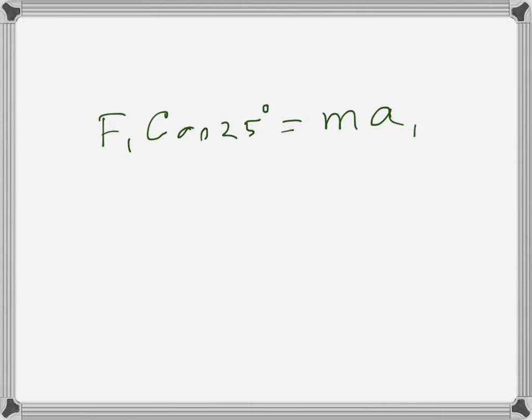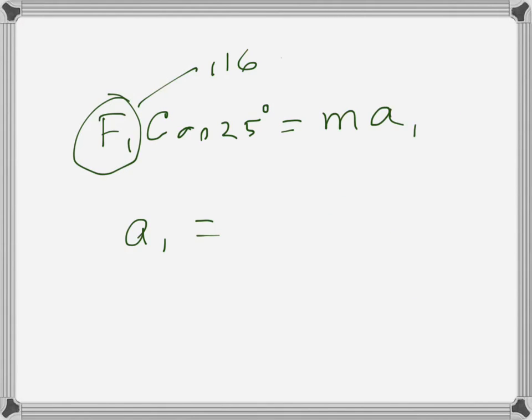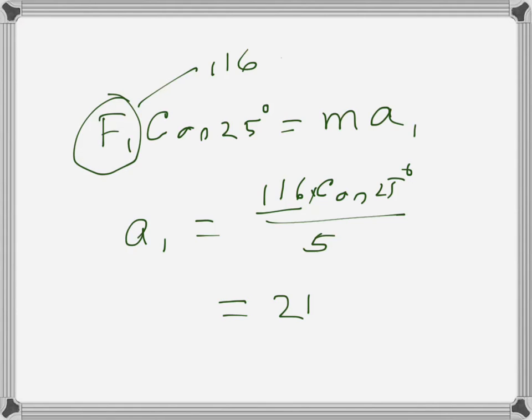This is the situation when the object is lifted off the ground, and exactly at that time we are trying to calculate the acceleration. So we will use F1 as 116 Newton, because we calculated the force at which the object is lifted off the surface. So a1 will be 116 cos 25 degrees divided by 5, where 116 is the magnitude of the force. When we do that, it is 21 meters per second squared, so this is a much higher value of acceleration.